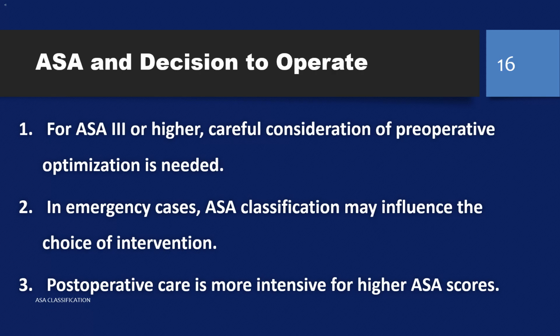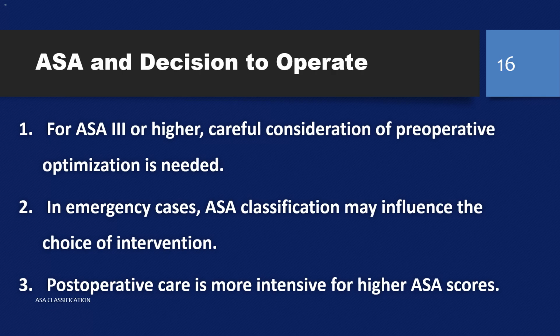2. Emergency cases. 1. Influencing the choice of intervention. In emergency cases, the ASA classification may influence the choice of intervention, with a focus on the most effective and safest approach. 2. Balancing risks and benefits. The decision to operate must balance the risks and benefits of surgery, taking into account the patient's ASA classification.